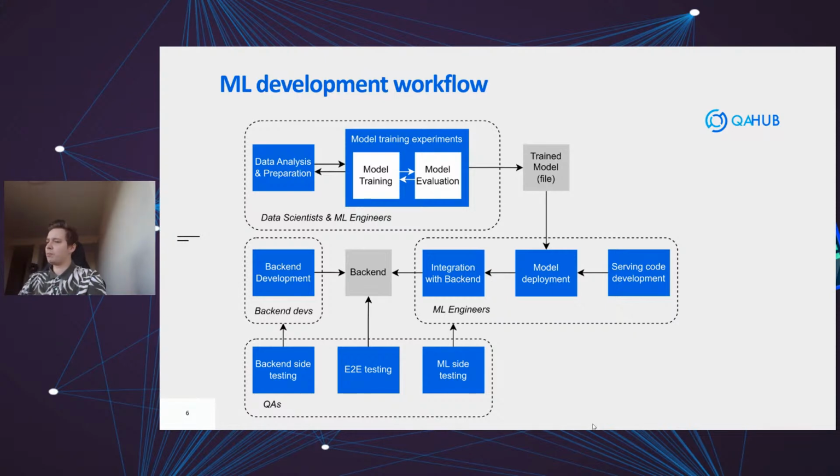And basically, this trained model is just a file that can't predict anything on its own. That's why we have our ML engineers that prepare the model for production. They develop the serving code so that the model can actually process requests and return predictions. They deploy the model and integrate it with the backend. Meanwhile, backend and frontend devs are busy with their usual stuff. And from the QA perspective, in addition to usual testing, here comes the testing of the ML side. That includes testing of the ML endpoint and its integration with the backend. And of course, end-to-end testing that includes the whole data processing flow, backend side plus ML side.